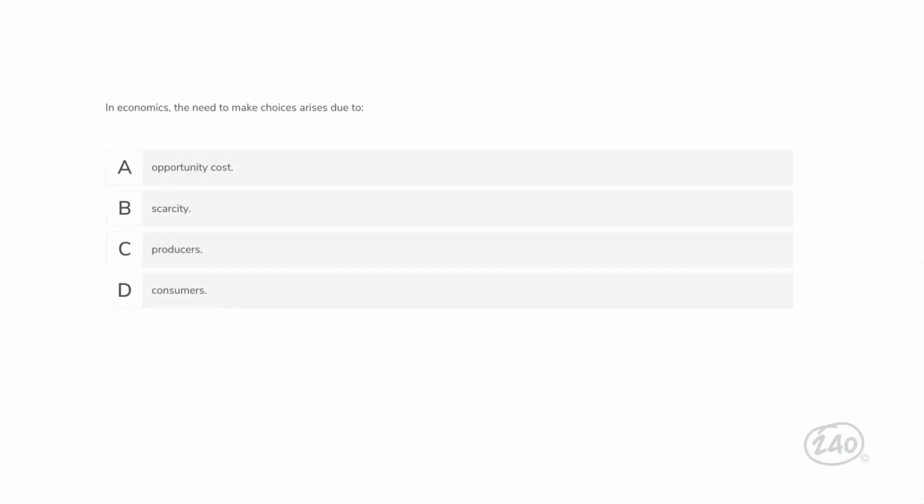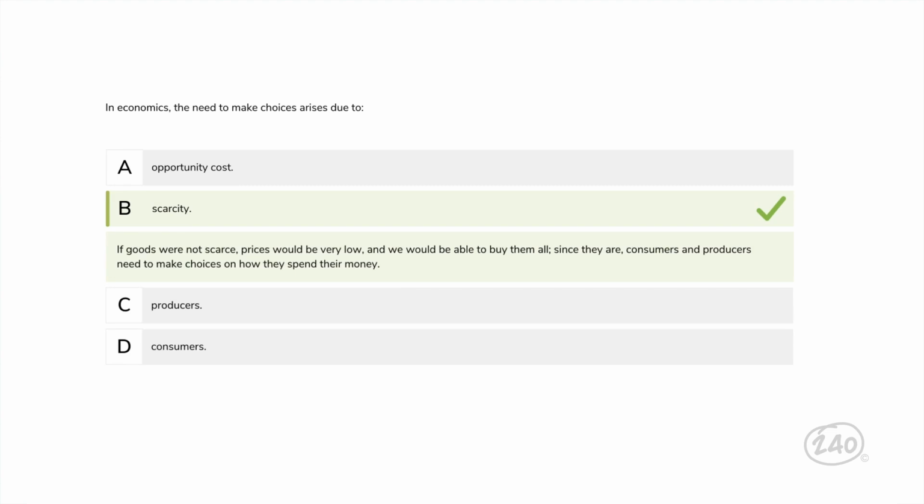Let's keep it moving on to domain 2. Now we got a preview earlier of types of information you'll need to know to answer government questions, but let's take a look at how economics will come up on the test. In economics, the need to make choices arises due to opportunity costs, scarcity, producers, or consumers. Scarcity is the correct answer. If goods were not scarce, prices would be very low and we'd be able to buy them all. But since they are, consumers and producers need to make choices on how they spend their money.